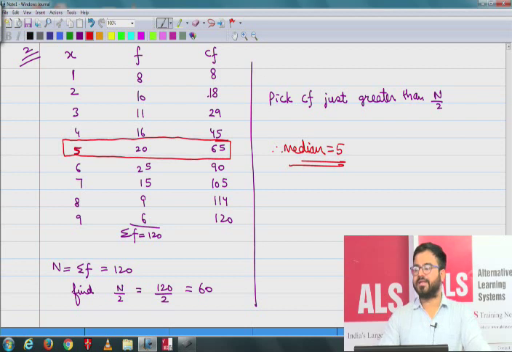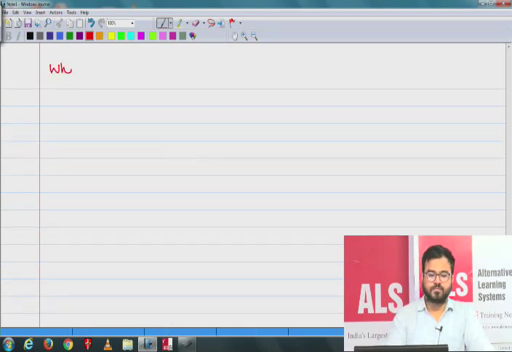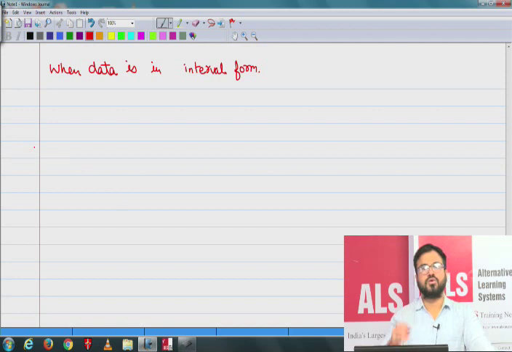So let us move on to the next section. These two questions we have done when the data is given in discrete form. Now when the data is given in the form of class intervals, it is a little bit different how to calculate the median. So there are certain steps for getting the median of the data. Let us write those steps, the algorithm, then we will proceed.